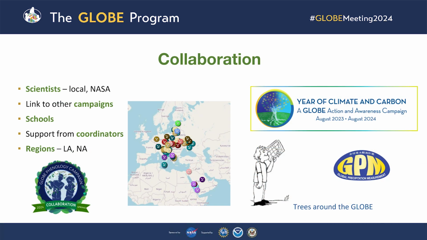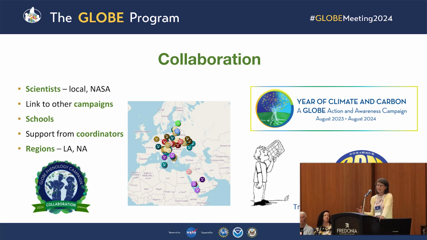Collaboration, we feel that this is very, very important. Scientists are very important. Local scientists, when they are here in the countries, or NASA scientists online, give feedback to students and give some ideas of what they can do more. So it's really very, very important for them.